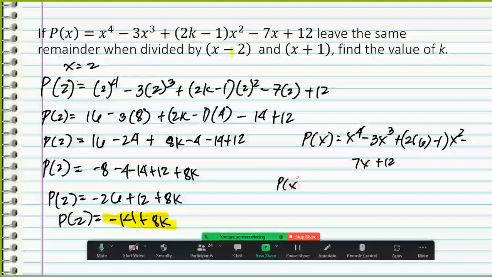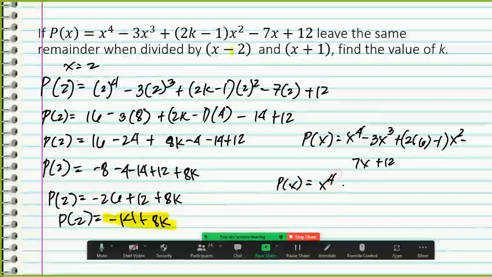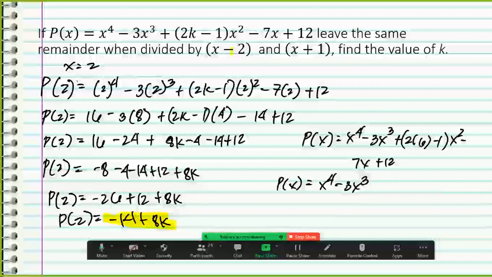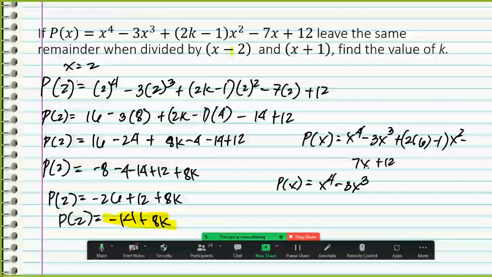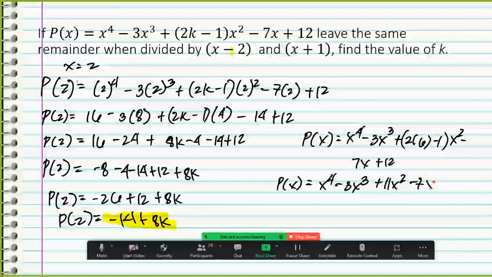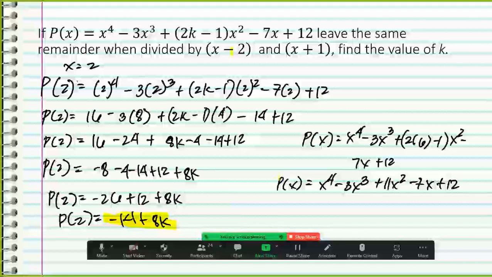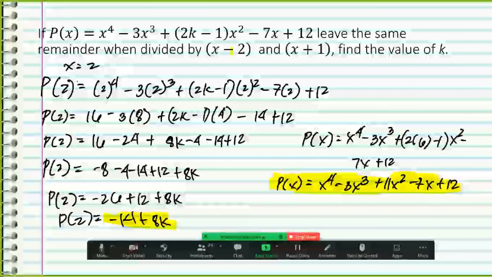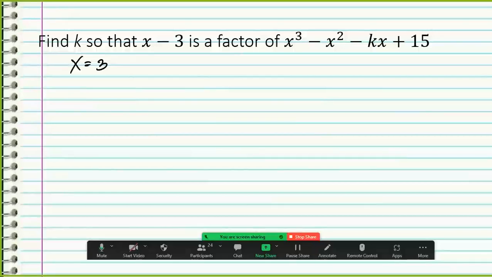Then we have p of x equals x to the fourth minus 3x cubed, plus 2 times 6, that's 12 minus 1. So we have 11 here. x squared minus 7x plus 12. Okay? So that's the original polynomial function that will give you exactly the same remainder once divided by x minus 2 and x plus 1. Okay, so we have to move.